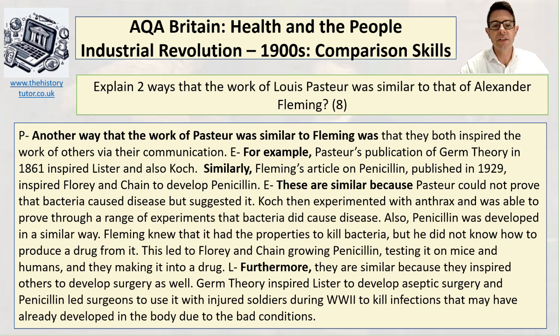Also, penicillin was discovered in a similar way. Fleming knew that it had properties that could kill bacteria, but he did not know how to produce a drug from it. This led to Florey and Chain growing penicillin, testing it on mice and humans, and then making it into a drug. Furthermore, they are similar because they inspired others to develop surgery as well. So here's some wider thinking about surgery. Germ theory inspired Lister to develop aseptic surgery, and penicillin led surgeons to use it with injured soldiers during World War II to kill infections that they had developed already in the body due to the bad conditions.